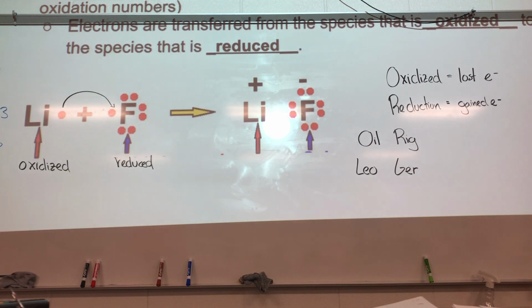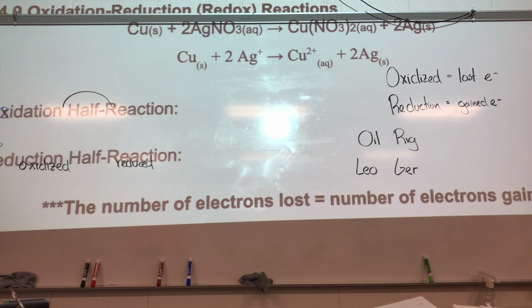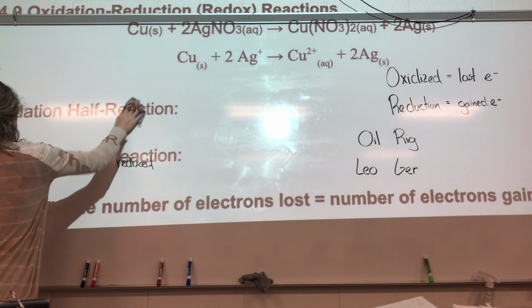Just like with acids and bases, you have to have both. You're never going to have just oxidation, because if something's losing electrons, something else has to gain electrons. Okay? All right, so let's take a look at a problem and a demo to see oxidation and reduction in life.